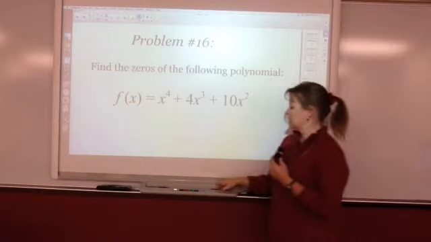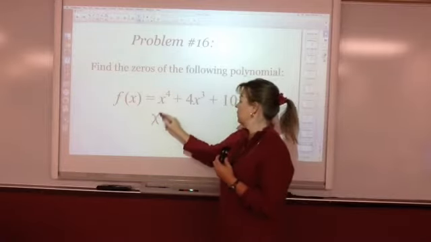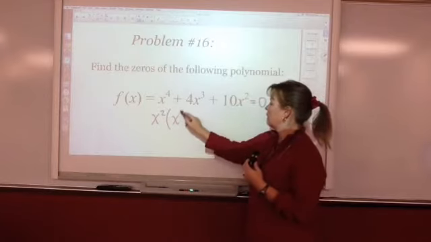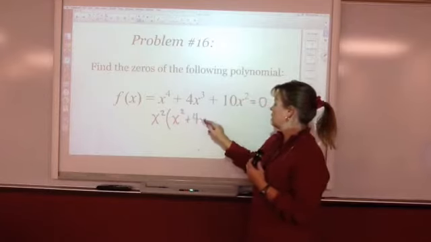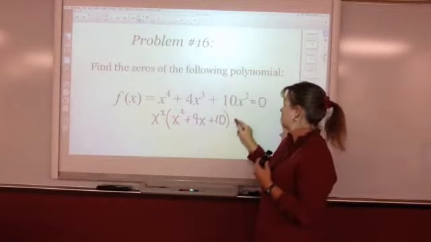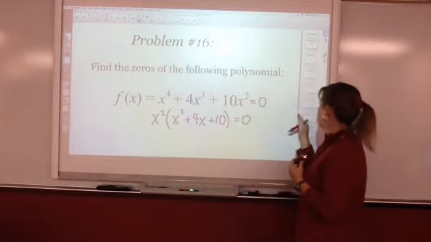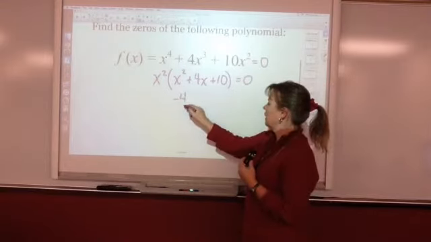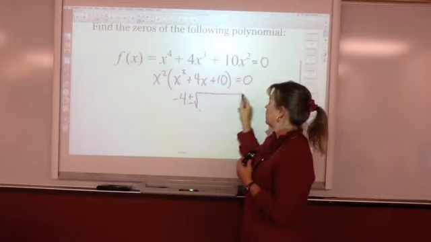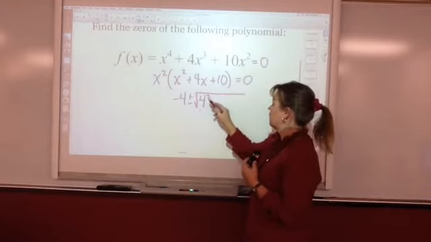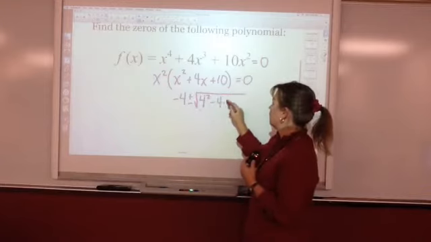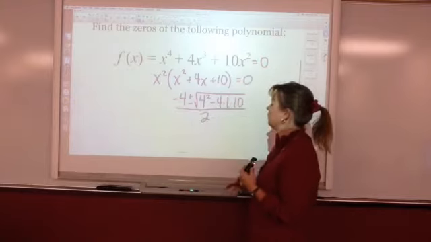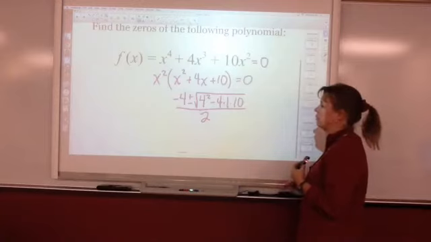Last one, problem number 16. Let's take out a common factor of x squared when we set this equal to 0. You're left with x squared plus 4x plus 10. Not going to be able to factor that. One more shot at the quadratic formula. Negative b plus or minus the square root. B squared is always positive. Minus 4 times 1 times 10 all over 2. Double the a, 2 times 1.